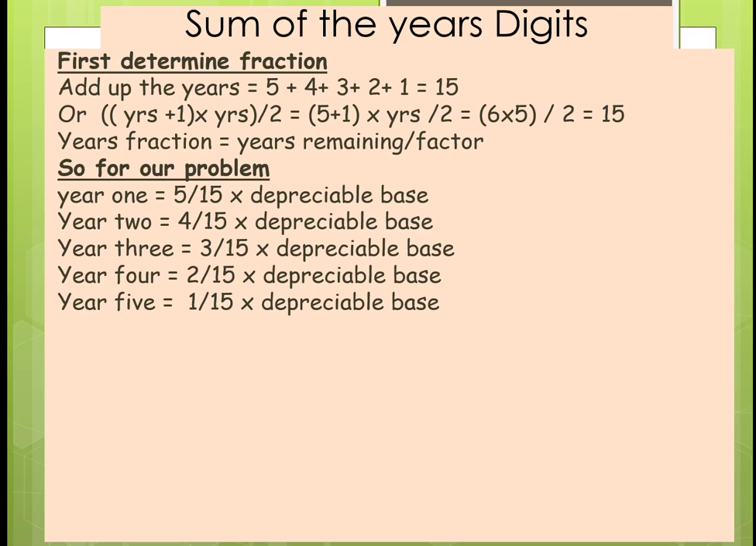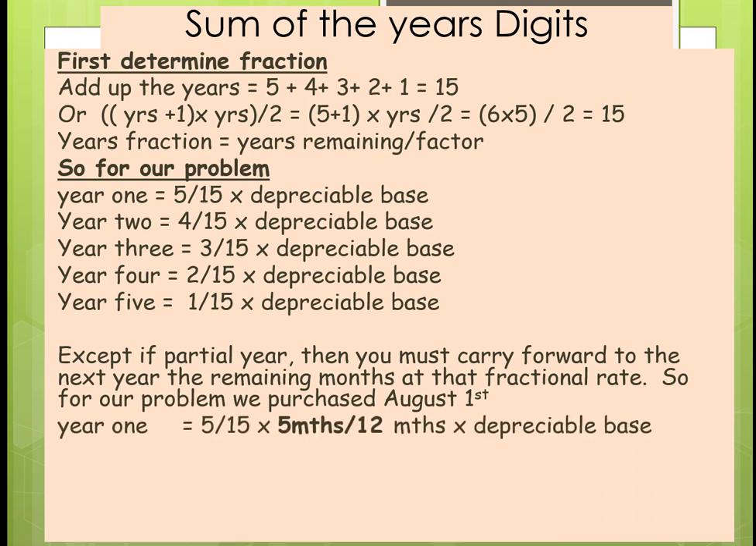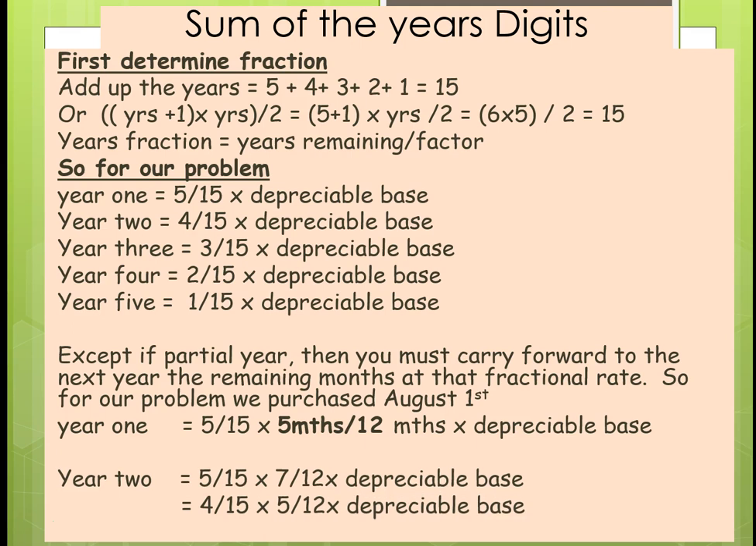Now, the problem you have with this method is if you have a partial year, you're going to have a partial year for the whole 5 years. As a matter of fact, it goes into 6 years. So, what's going to happen in year 1 is you're going to get 5 fifteenths times 5 months divided by 12 to get your depreciable amount. That's going to be times your depreciable base. In year 2, you're going to get the 7 months from year 1, and you're going to take 5 months from year 2. So let's walk through this to see what this looks like.